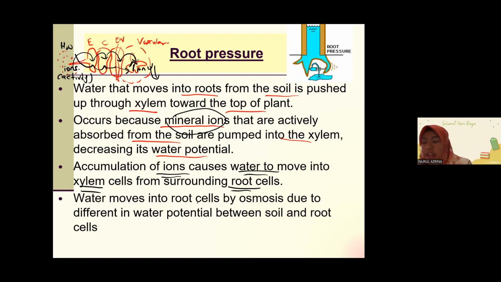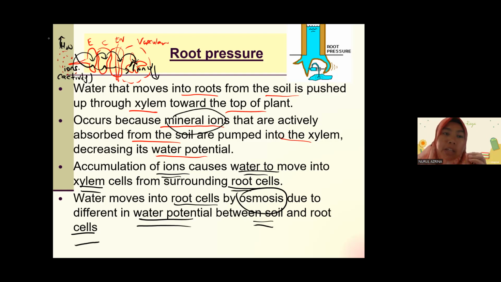Water moves into the root cell by osmosis due to the difference in water potential between the soil and the root cell. So the water potential in the soil is higher compared to the water potential in the root epidermis. So then water enters the epidermis. Likewise, water potential in the epidermis is higher than the cortex, and so on, and that is what makes water continually absorbed from the soil into the root and then into the xylem, following the water potential. Okay, right.